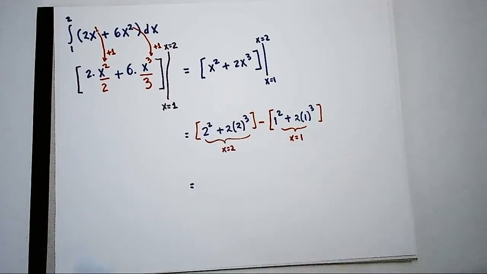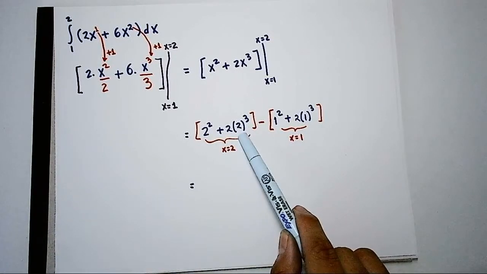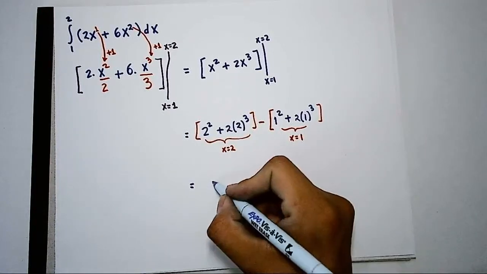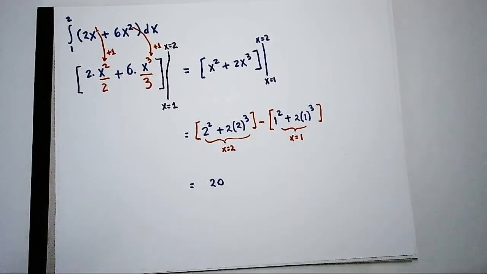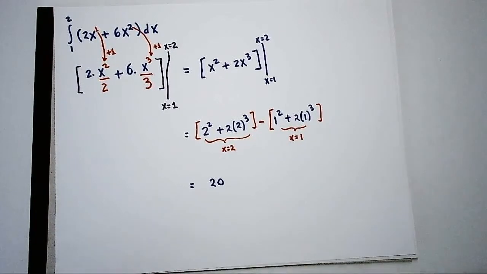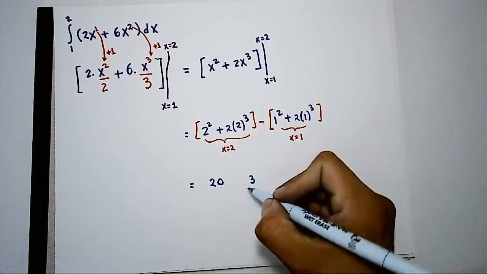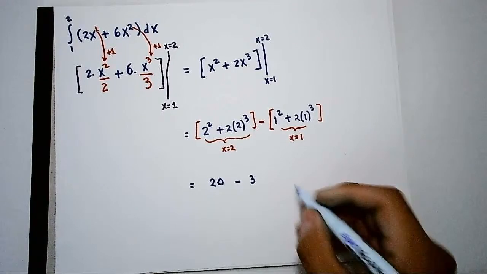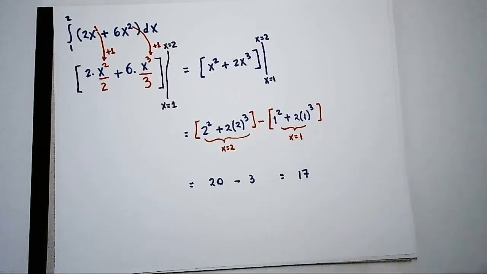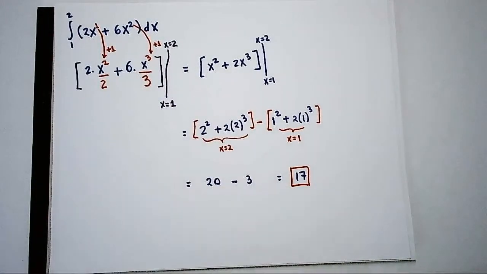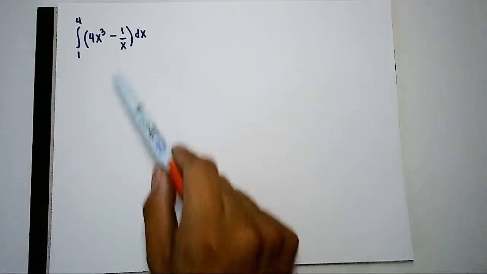2 squared is 4. 2 to the third is 8 times 2 is 16. 16 plus 4 is 20. 1 to the third is 1 times 2 is 2 plus 1 is 3. 20 minus 3 is equal to 17. This is the result of this definite integral. Let's continue with this example.